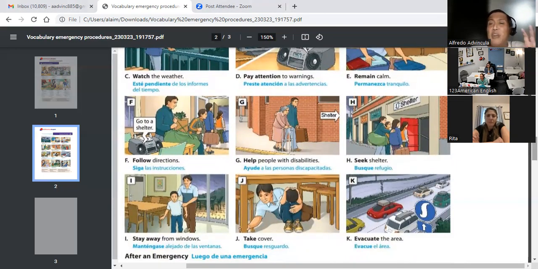Letter F is follow directions. Follow directions. So again, they might tell you something that you're going to have to do. They might tell you to evacuate. They might, here in the picture, they say, go to a shelter. And then in letter H, you can see the picture there of a place that's designated as a shelter. It's shelter.